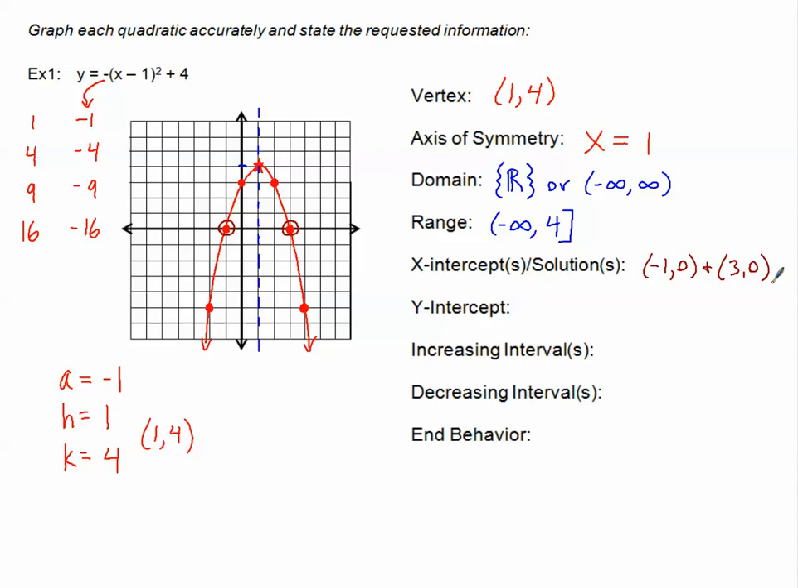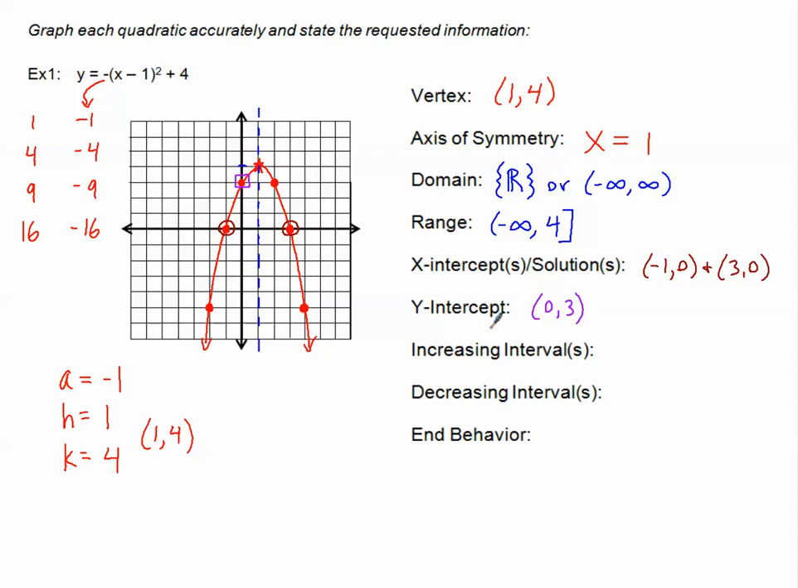Those are my solutions. Let's do y-intercept. My y-intercept is where my graph crosses the y-axis. And right now I can see that my y-intercept is right here. That's the point (0, 3). Our functions will only have at most one y-intercept.